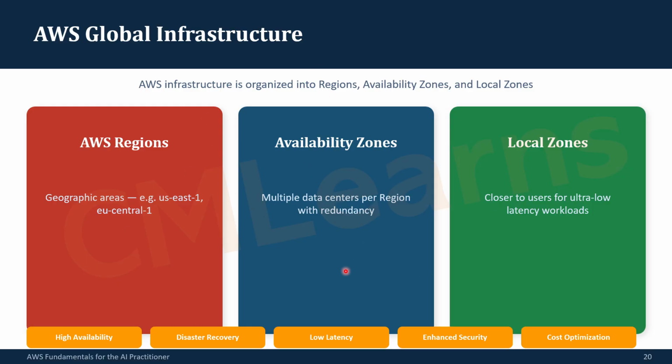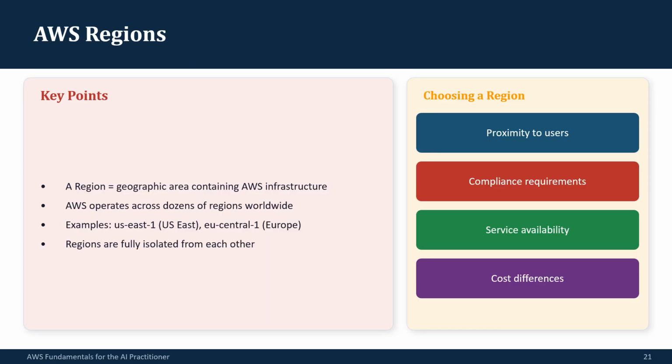Why do we need multiple data centers in the same region? We will be learning that. And local zones, closer to the user for ultra low latency workloads. We all know that much. The local zone is the one closest to the startup or enterprise, so it will be much faster and cost effective for the enterprise. First, let's start with AWS regions.